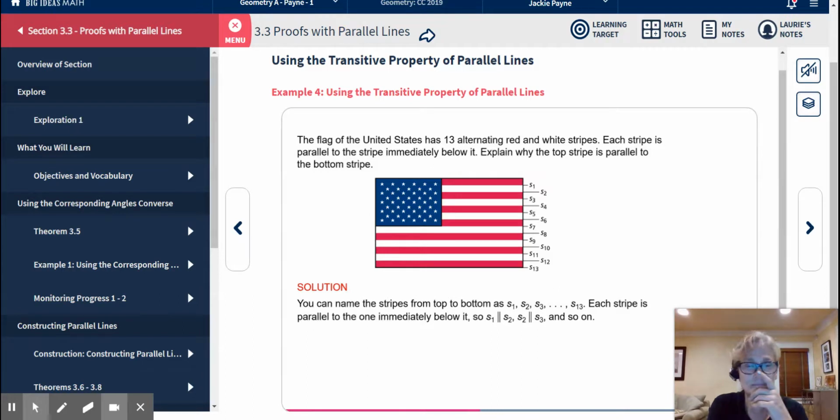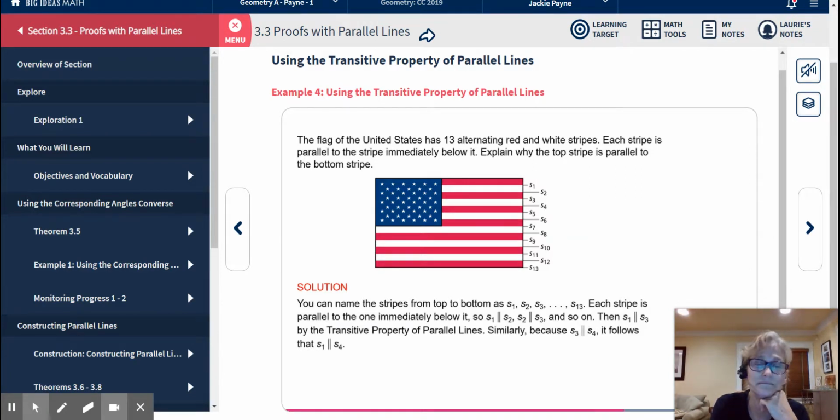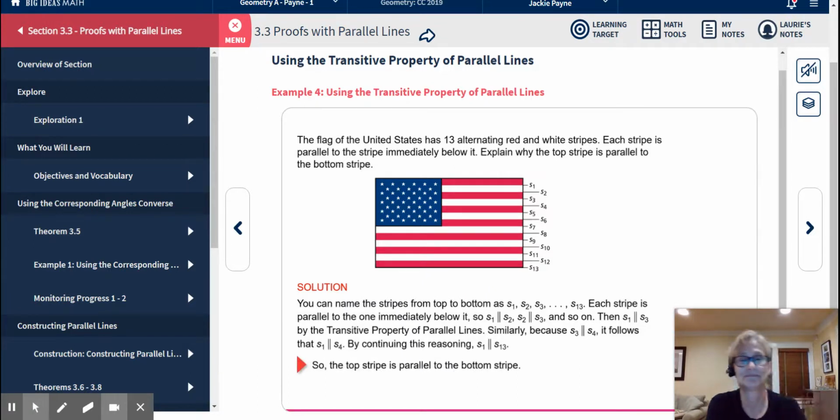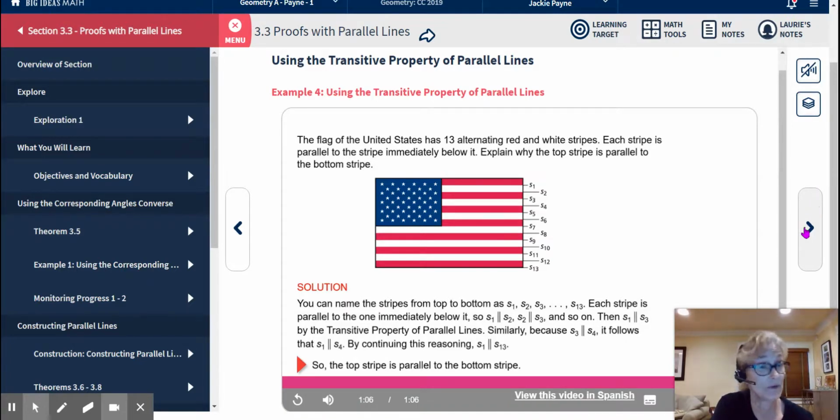Each stripe is parallel to the one immediately below it. So S sub 1 is parallel to S sub 2, S sub 2 is parallel to S sub 3, and so on. Then S sub 1 is parallel to S sub 3 by the transitive property of parallel lines. Similarly, because S sub 3 is parallel to S sub 4, it follows that S sub 1 is parallel to S sub 4, etc. By continuing this reasoning, S sub 1 is parallel to S sub 13. So the top stripe is parallel to the bottom stripe. It's kind of a simple example, but that's how they work.